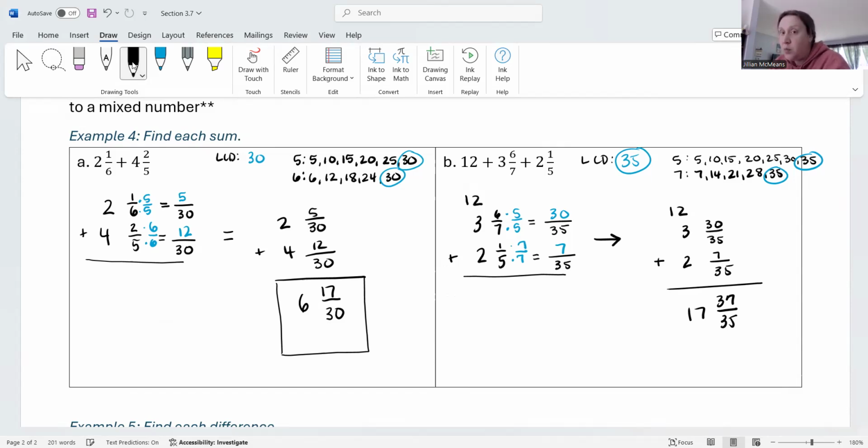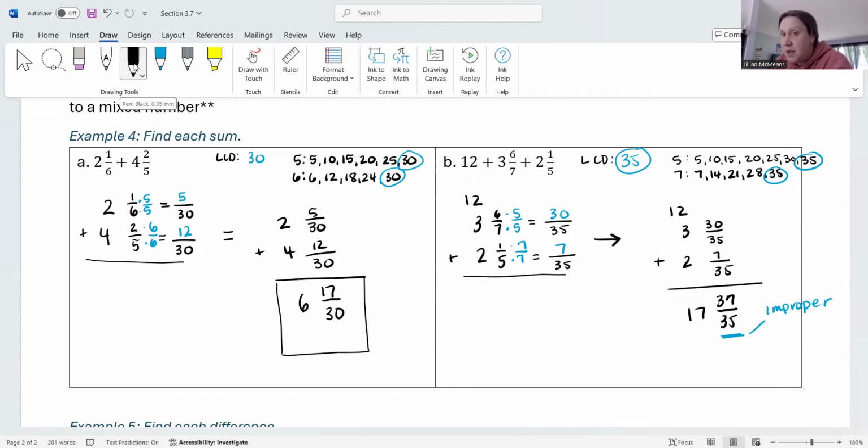So at the moment, we have 17 and 37/35, but you have to go back to when we first introduced this chapter. We said, hey, mixed numbers are a situation where you have a whole number plus a proper fraction. The issue we have here is this is improper. We do not like that. So we have to fix that. So let's think about what this is.